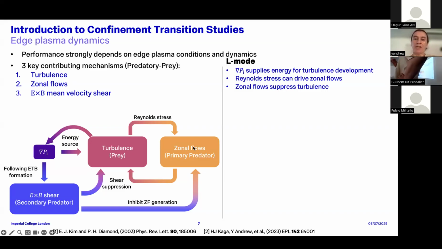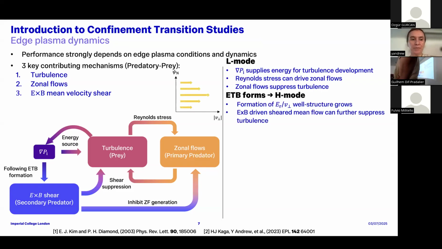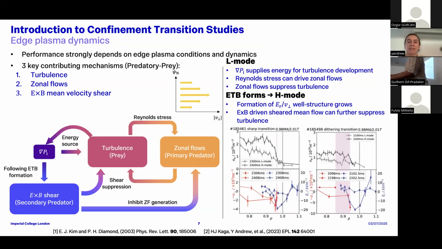Once the turbulence starts to become suppressed by the zonal flows, the pressure gradient begins to increase. Once the pressure gradient begins to increase, the formation of the radial electric field structure strengthens and deepens, and we end up with these regions of E cross B flow. The shear E cross B flow can in turn start to suppress the turbulence even more, and you end up with a building up of the ETB. So here is an example of some earlier work that we did on DIII-D.